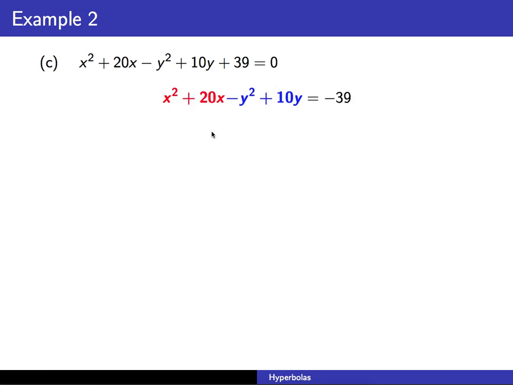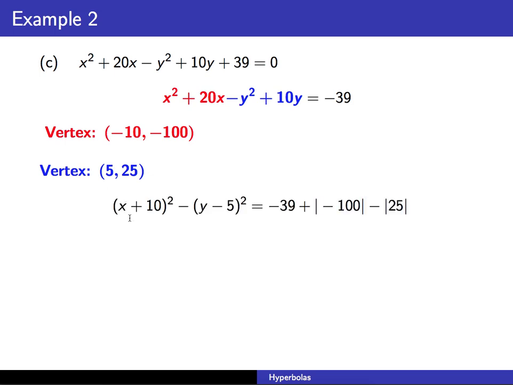Now we're going to find the vertex of x squared plus 20x. That vertex is at negative 10 and negative 100. Now for negative y squared plus 10y, keeping consistency here, we're going to find the vertex of negative x squared plus 10x. That vertex is at 5, 25. So we're going to have x minus a negative 10, which becomes x plus 10 in parentheses squared, and a y minus 5 in parentheses squared.